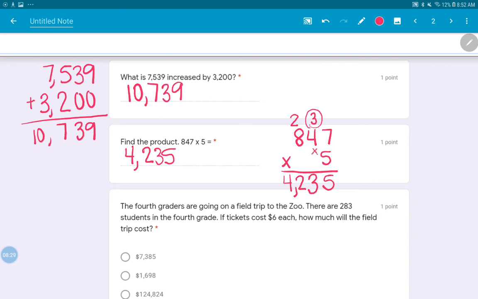You do 283 times 6. 283, because that's how many students we have, times 6, because each of them will be paying $6. So, Amy, how did you solve 283 times 6? I did 3 times 6. Okay. So that's 18. Then what did you do? 80 times 6.